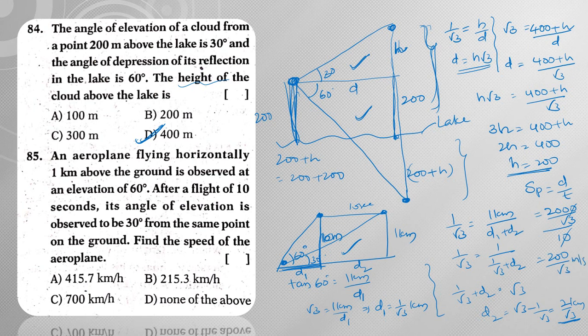If you want to convert it into kilometers per hour, simply multiply with 18 by 5. Then 200 by root 3 into 18 by 5. In the 5 table, 5 fours are 20, so 40 times. Next, this 18 I can write as 6 into 3. So this will cancel 6 root, so 6 root 3 times. 6 fours are 24. So this is nothing but 240 into root 3 kilometers per hour, right?